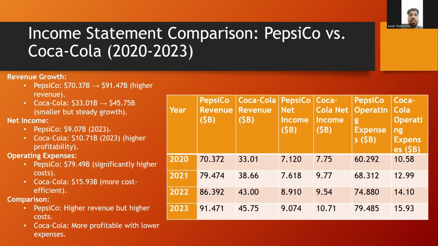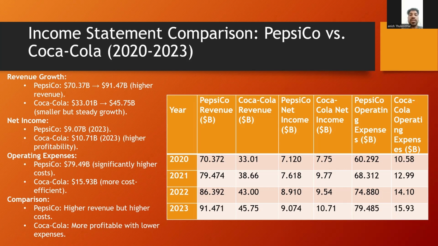Net income comparison. Now let's look at net income, which is the profit of a company net after all expenses, including tax and operation costs. PepsiCo's net income increased from $7.12 billion in 2020 to $9.07 billion in 2023. Coca-Cola's net income rose from $7.75 billion in 2020 to $10.71 billion in 2023.